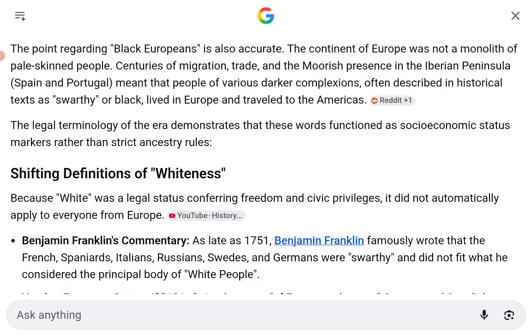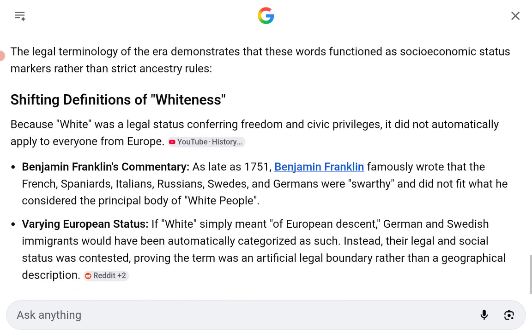Centuries of migration, trade and Moorish presence in the Iberian Peninsula, Spain and Portugal, meant that people of various dark complexions, often described in historical texts as swarthy or black, lived in Europe and traveled to the Americas. The legal terminology of the era demonstrates that these words function as a social economic status marker rather than a strict ancestral rule.